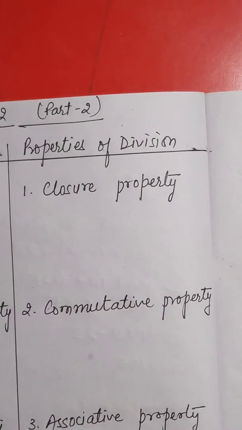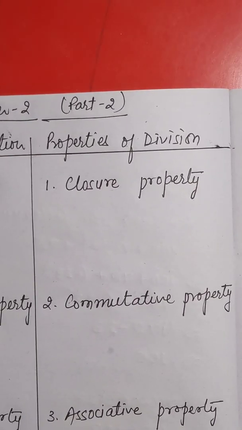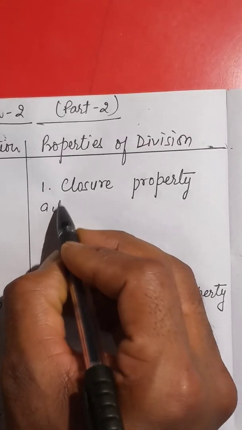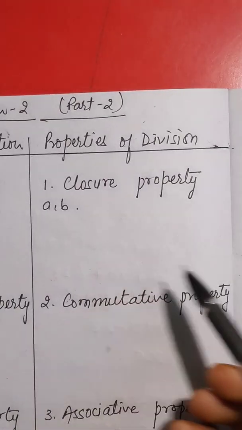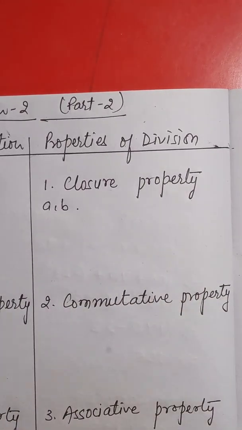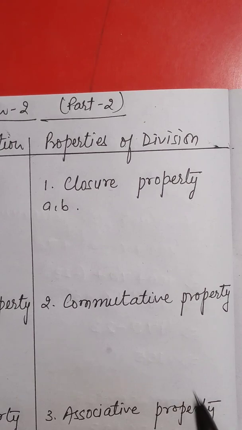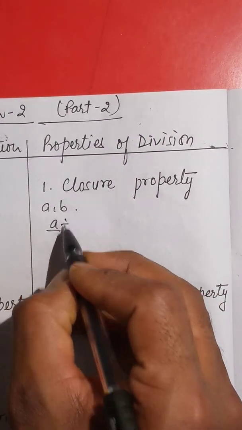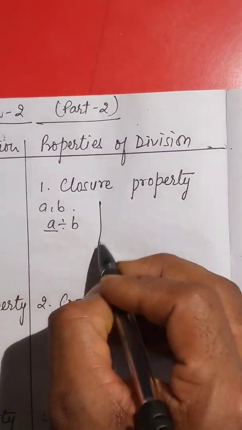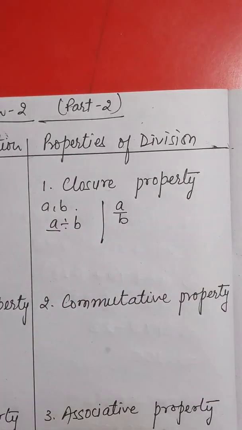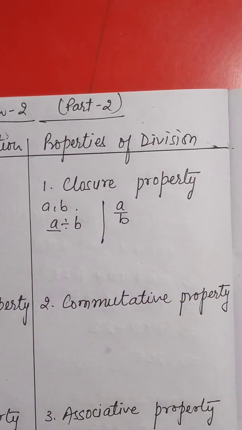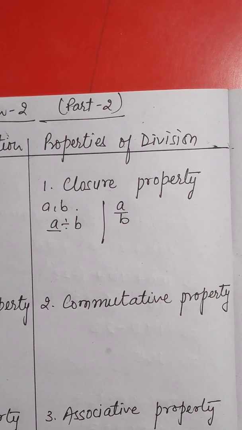Now look at the properties of division. The closure property, which is the first property: if we divide two integers, say a and b. Suppose a and b are two integers. If we divide them, a is divisible by b, हम इसको ऐसे भी लिख सकते हैं a is divisible by b, then it will not always be possible that the result will be an integer. It may be possible or not.